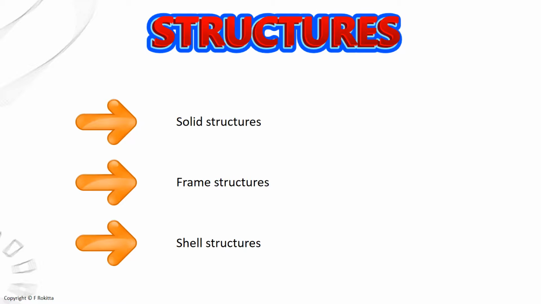There are many different types of structures. We are going to discuss only 3 of these types. The first one will be solid structures, then frame structures, as well as shell structures.